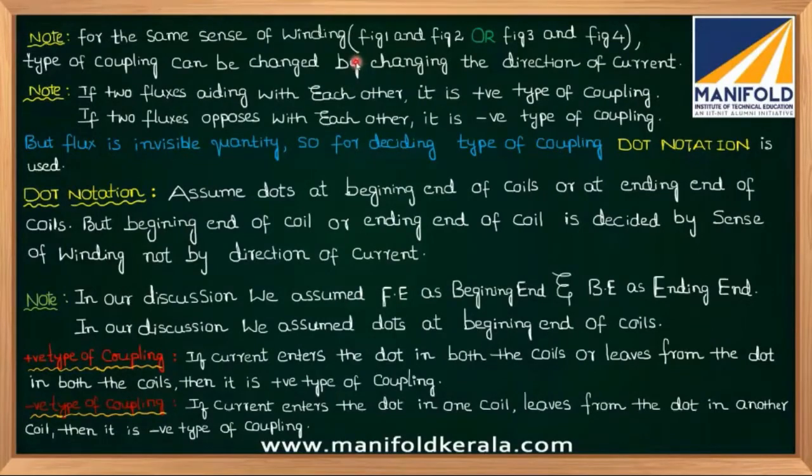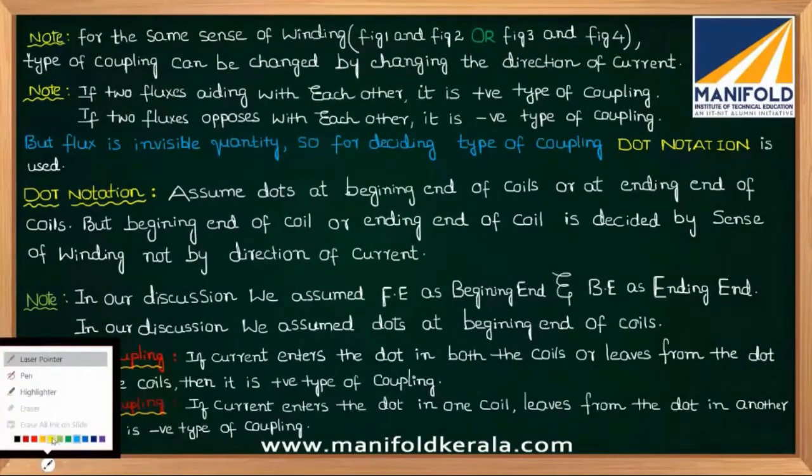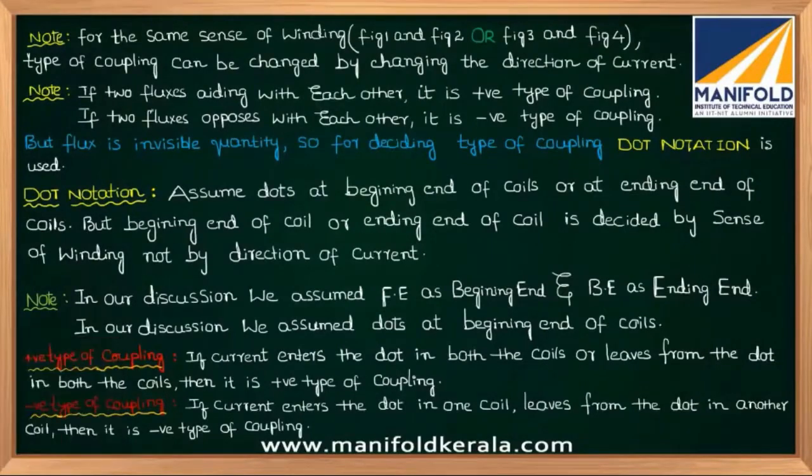By this time, I think we have taken 1 and 2. Yes, figure number 1 and figure number 2 have the same sense of winding, and type of coupling can be changed by changing the direction of current. So this statement is very important, let me underline it. For the same sense of winding, though sense of winding is same, type of coupling can be changed by changing direction of current. In our figure, coil B direction of current was changed.